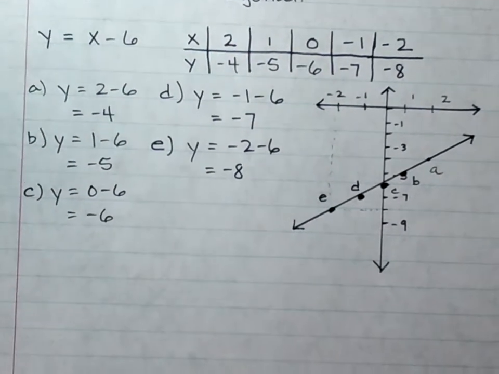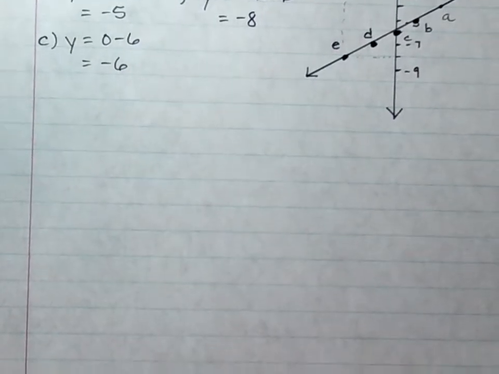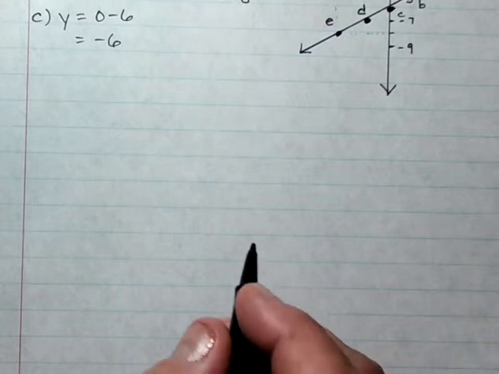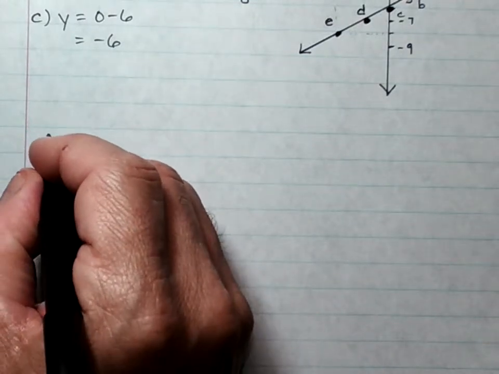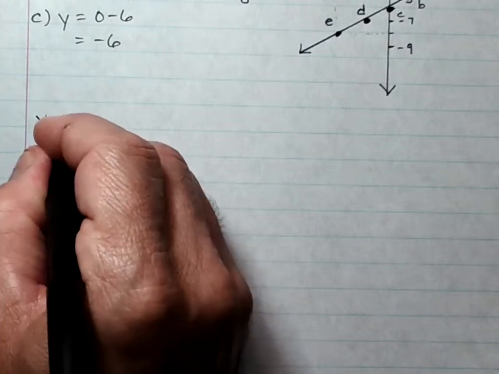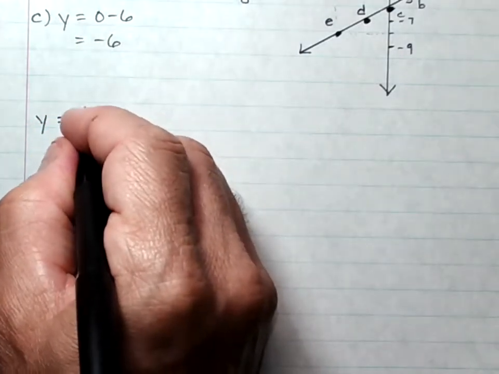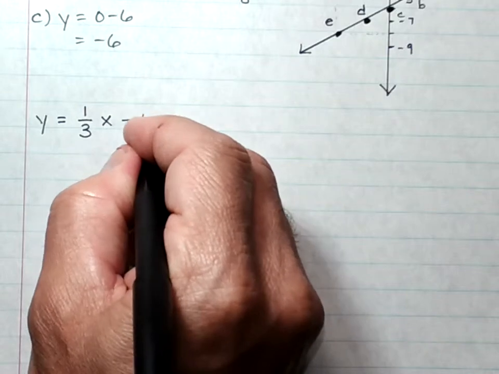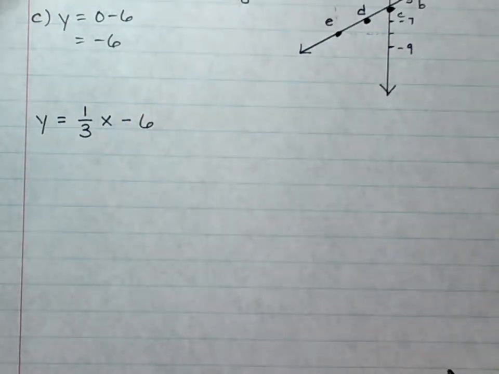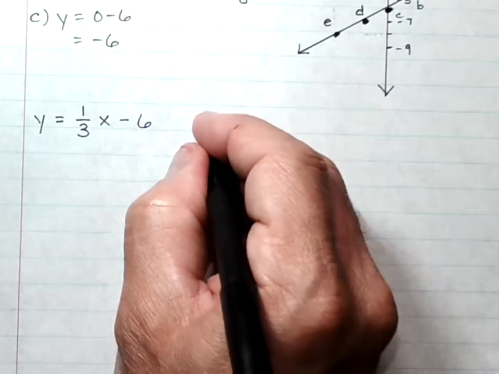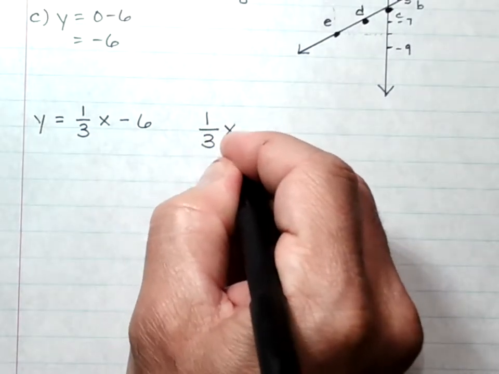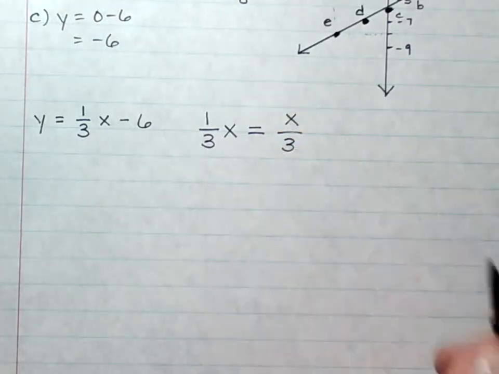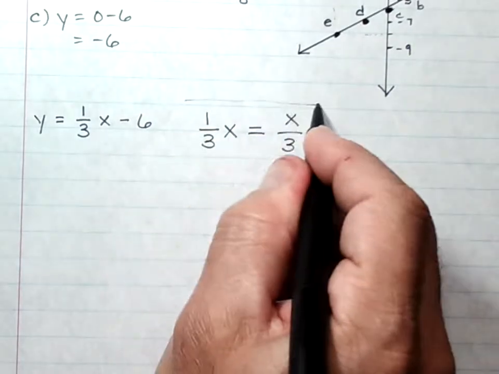This is going to be the short version of our notes. I'll leave one of our examples from yesterday out. This one will have the fraction. So our function is going to be y is equal to 1/3 x minus 6. Just a reminder, 1/3 x is the same as x over 3. This is really important to remember.